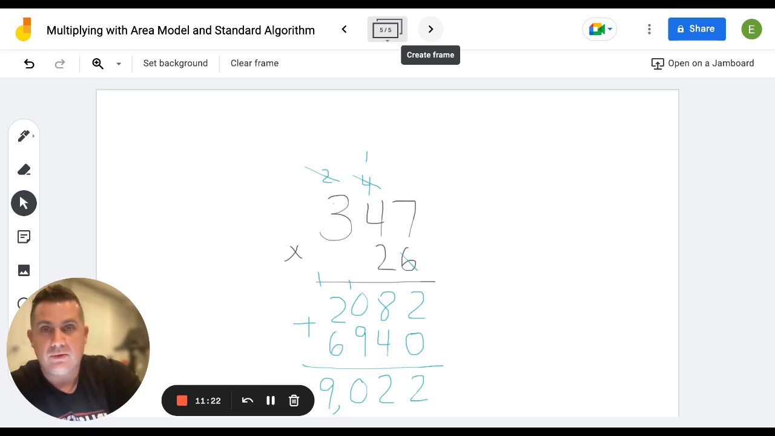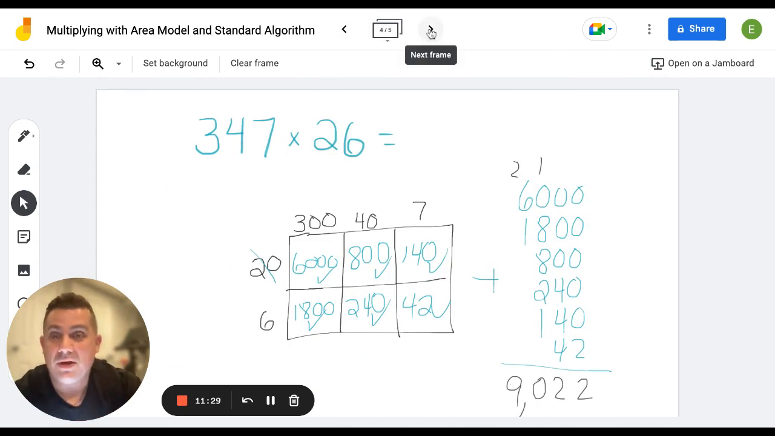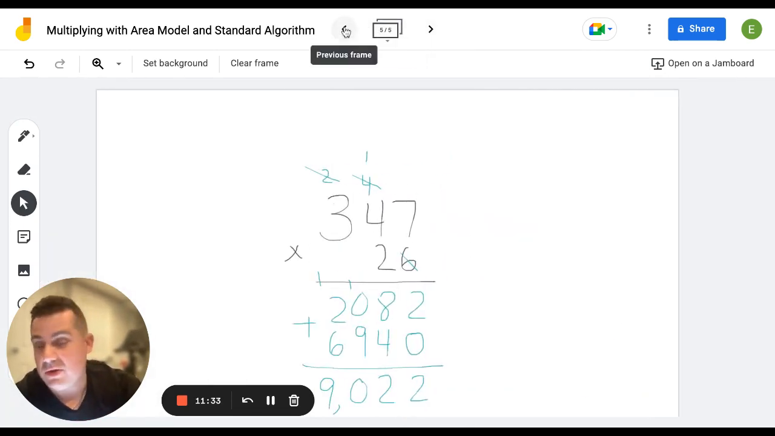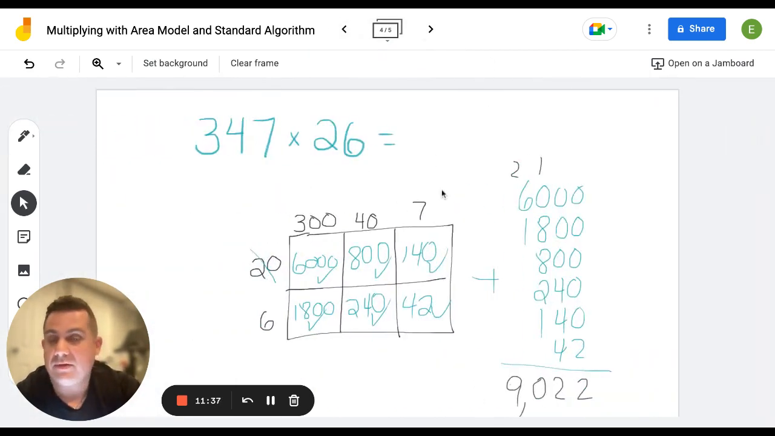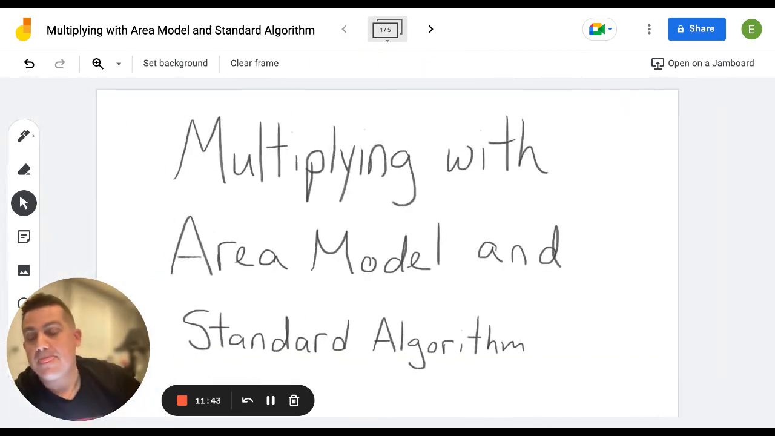So 9,022. Got worried for a second that those products were not going to match up. But you will see it's the same product, whether you're doing area model or standard algorithm. All right, so let's go back to the beginning. That was this Loom video on multiplying with the area model and standard algorithm.